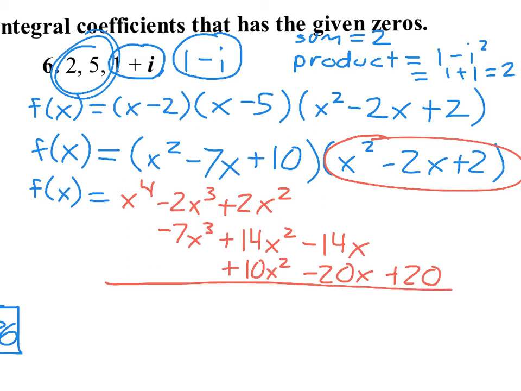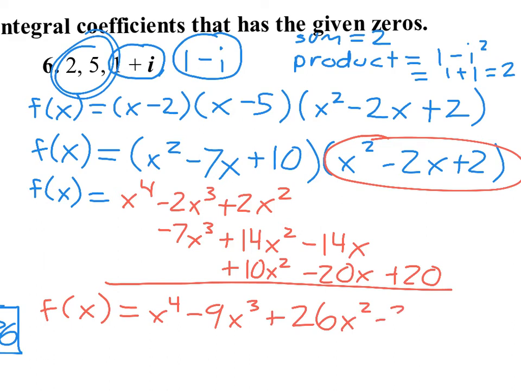So combining all these together, we get f of x equals x to the fourth minus 9x cubed plus 2 plus 14 is 16, plus another 10 is 26x squared, minus 34x plus 20.